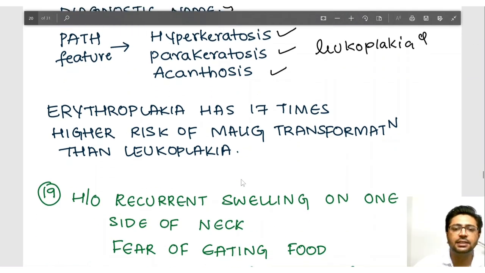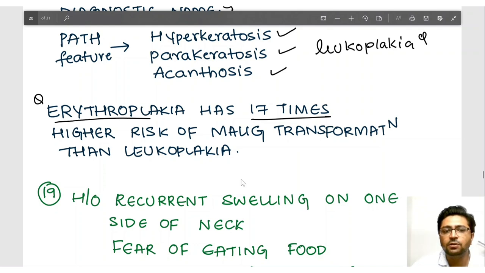There is one line which is given: erythroplakia has a 17 times higher risk of malignant transformation than leukoplakia. So which is more dangerous? Erythroplakia is more dangerous, and this is a frequently asked question. So 17 times higher risk of malignant transformation in the case of erythroplakia than leukoplakia.